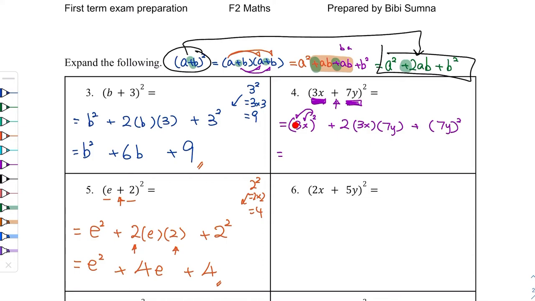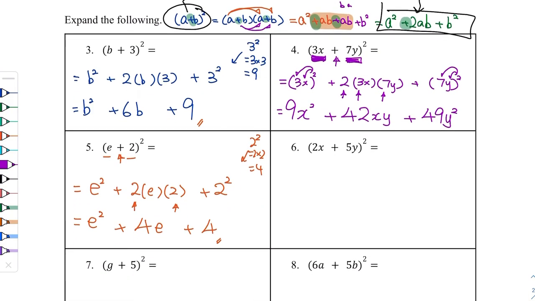So when it goes to the 3, it becomes 3 square, and 3 square equals 9, so it's 9x square. And the middle one, 2 times 3 times 7, becomes 42, and xy is still there. Again, this square goes here and also goes here, so 7 square is 7 times 7. 7 times 7 is 49, so 49y square. So practice makes perfect. Let's try to do this one.